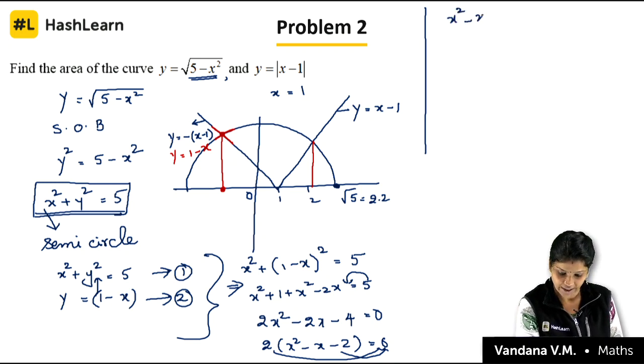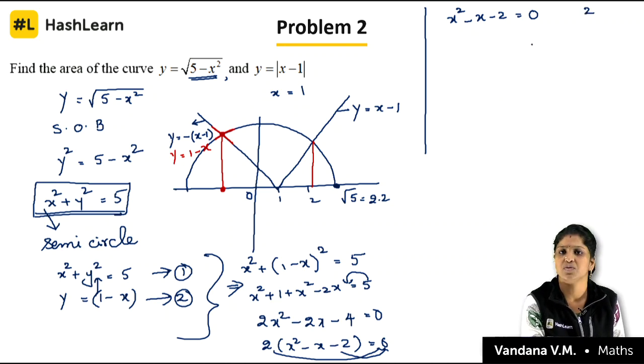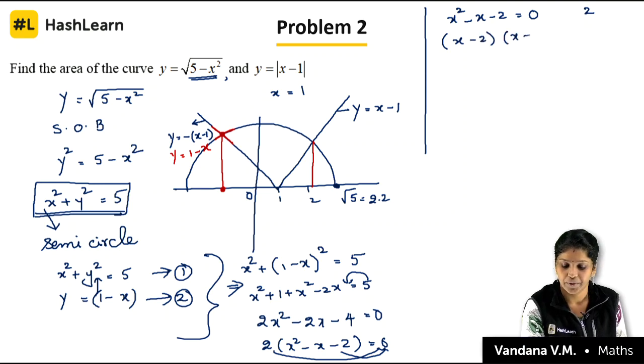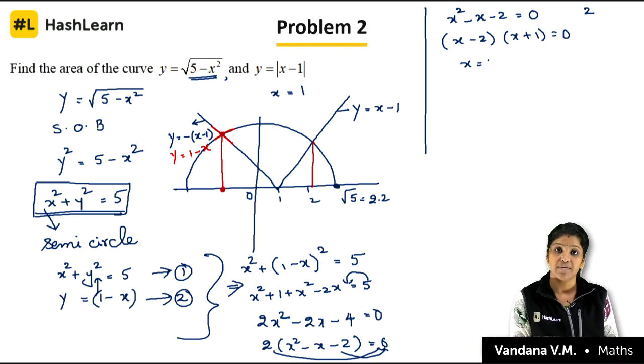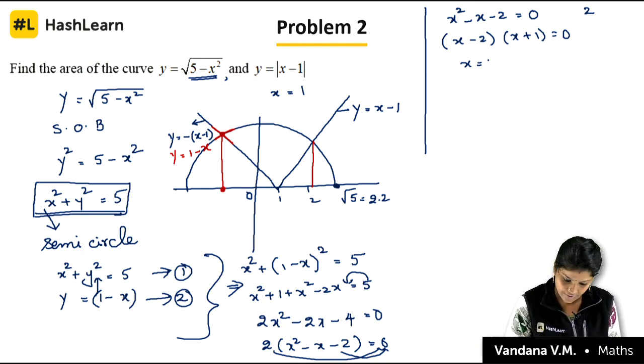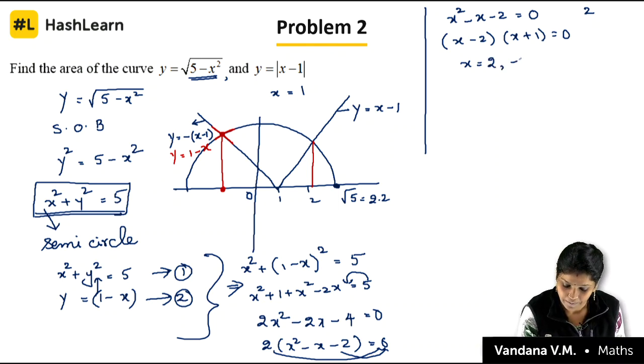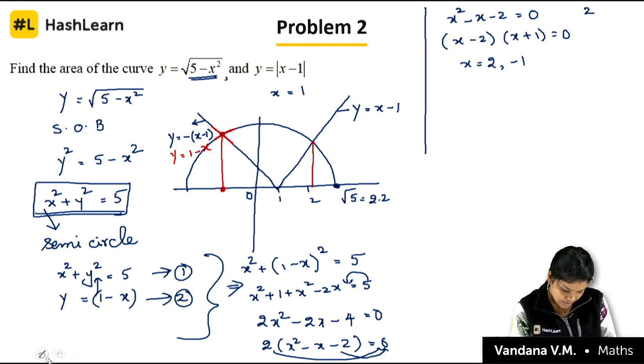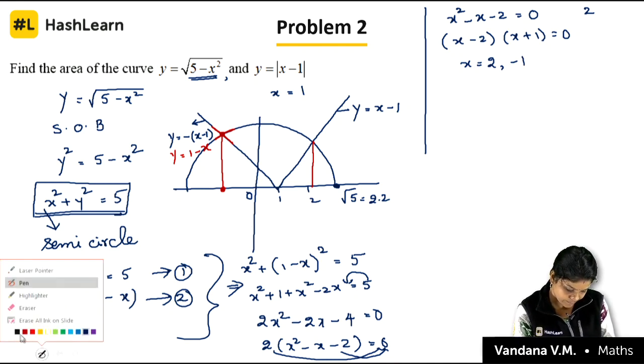x square minus x minus 2 is equal to 0. If you multiply, you should get 2, otherwise you know how to factorize. I will get x minus 2 into x plus 1 is equal to 0. That is, x is equal to 2 and x is equal to minus 1. So now write the points, children.